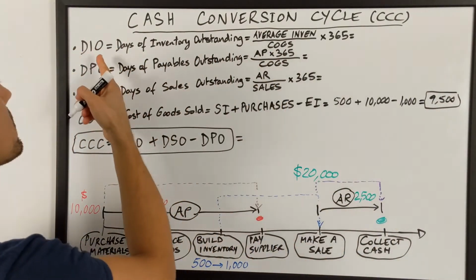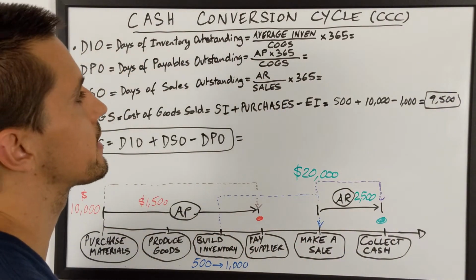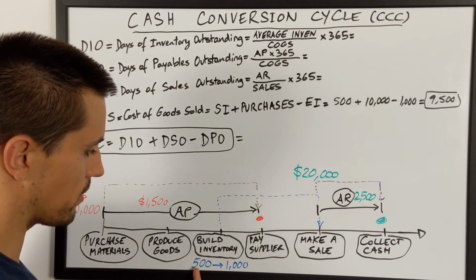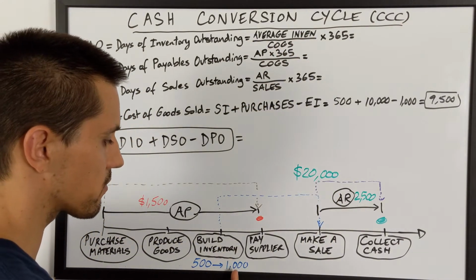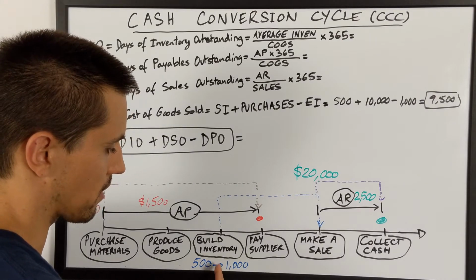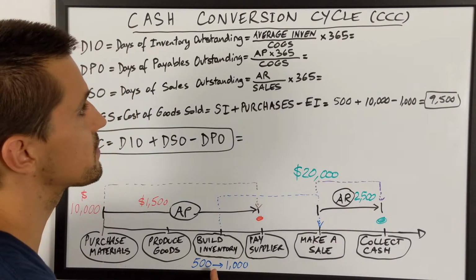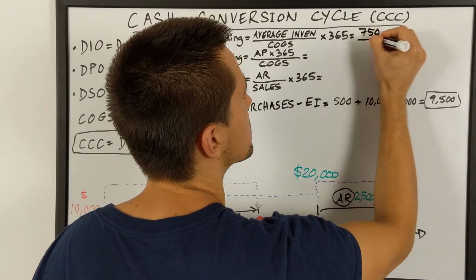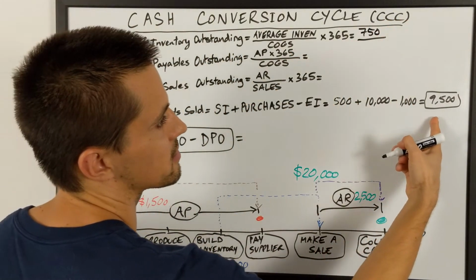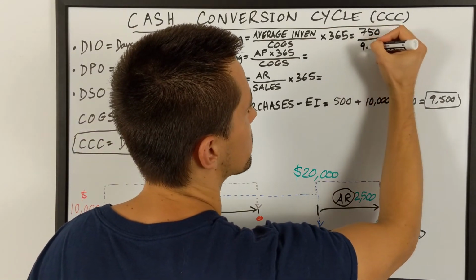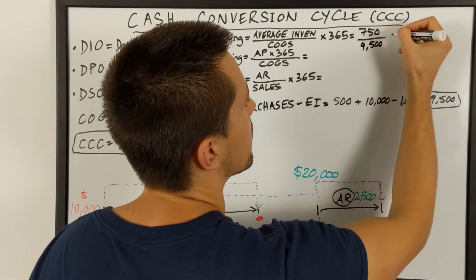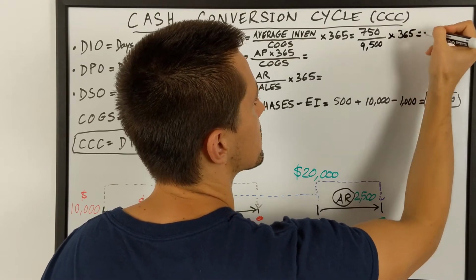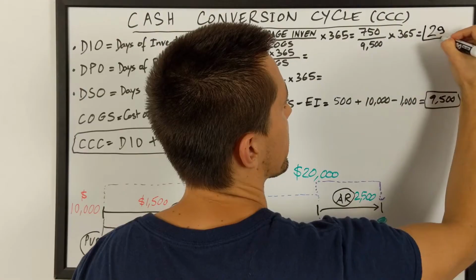Now let's move on to the DIO, days of inventory outstanding. So my average inventory, when I go from 500 to 1,000, it's gonna be right in the middle, so it's 750, my average of inventory, divided by the cost of goods sold I just calculated, 9,500, times 365, which are the numbers of days during the year, 9.